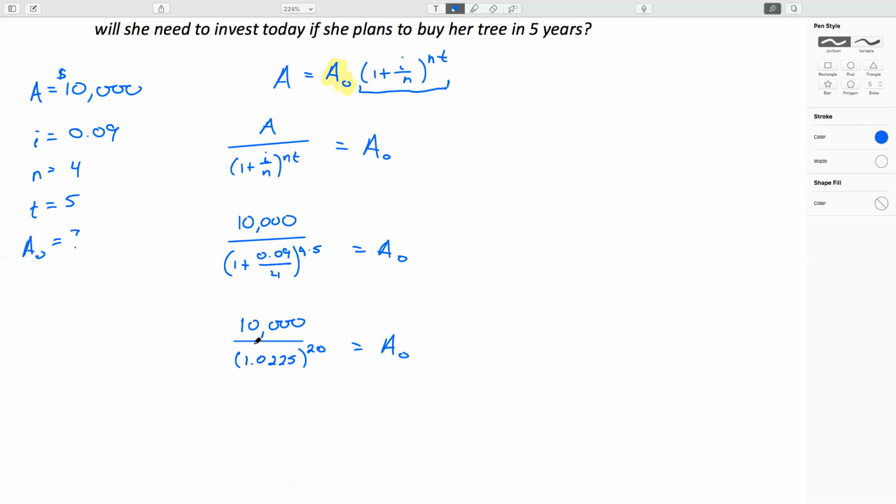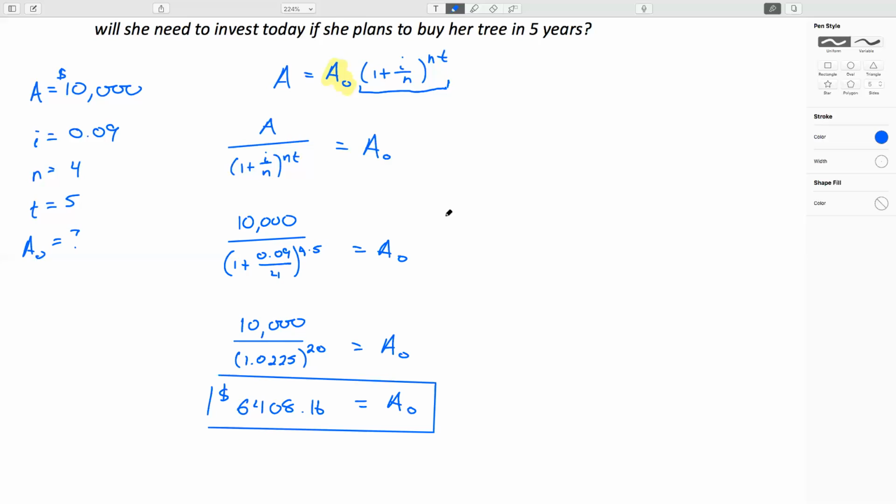And we get $6,408.16 as our A naught. Which means that she would need this much money to invest initially in order to achieve $10,000 in 5 years.